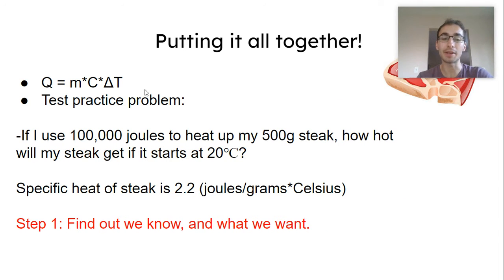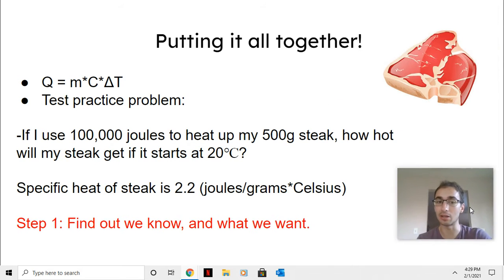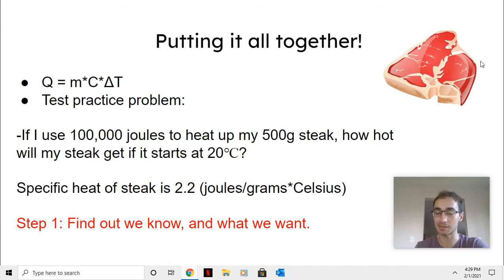So let's say I use 100,000 joules of energy to heat up my 500 gram steak. How hot will my steak get if it starts out at 20 degrees? The specific heat of steak is 2.2 joules per gram per degree.